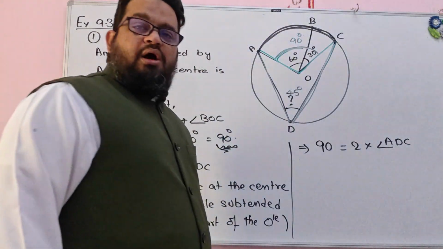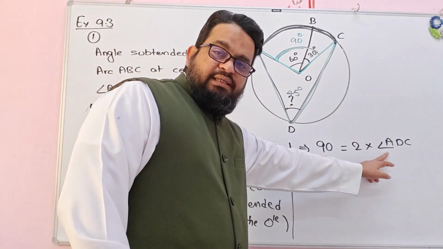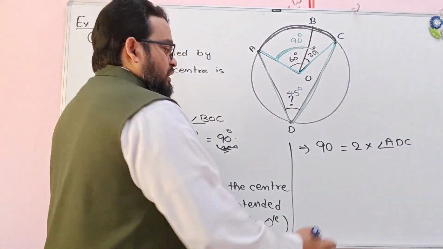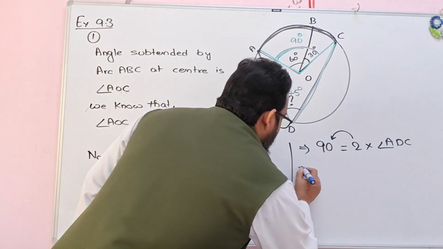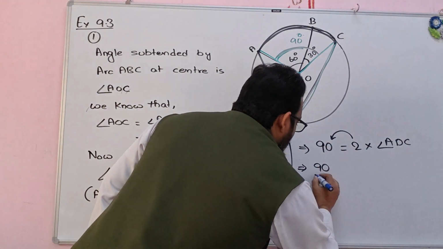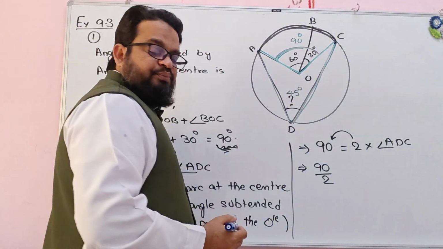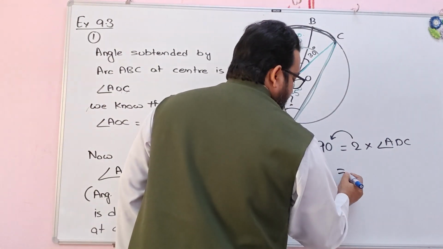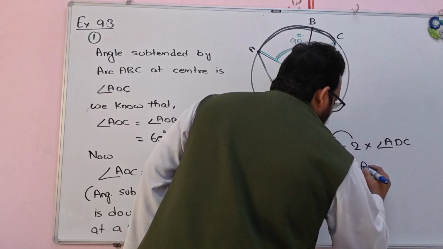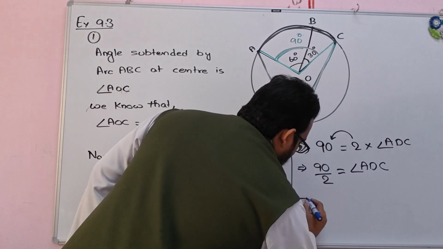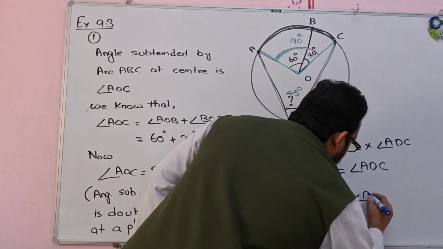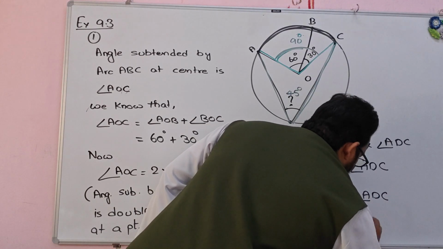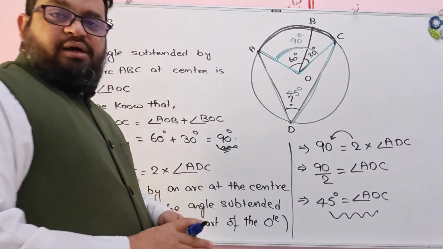ADC. Now in order to find angle ADC, what are you supposed to do? Transpose 2 to the left hand side. When you transpose 2 to the left hand side, it becomes division, because on the right hand side it is in multiplication. So angle ADC is 90 divided by 2, which is 45 degrees. This is what he asked us to find.